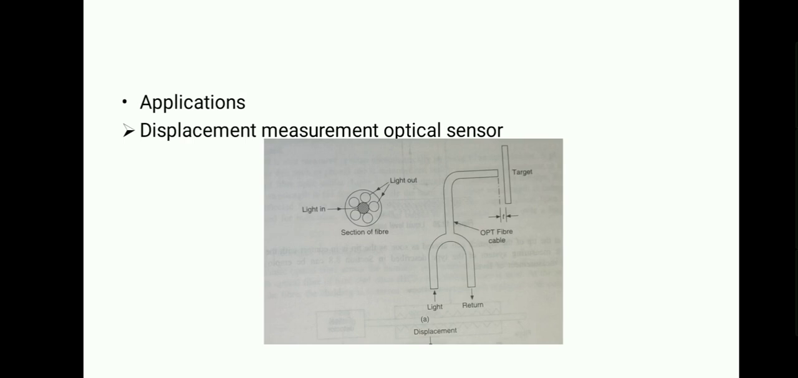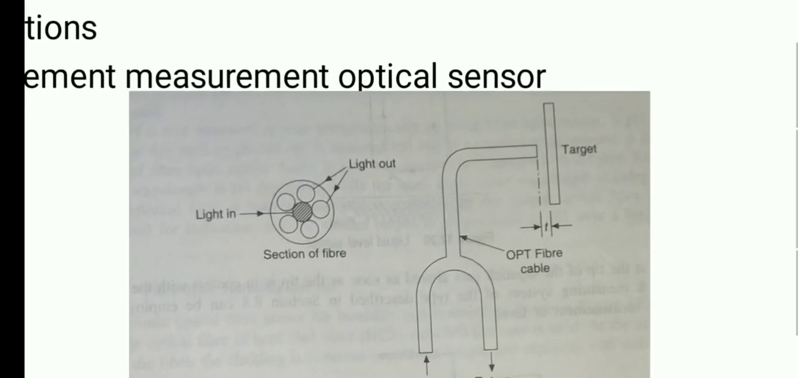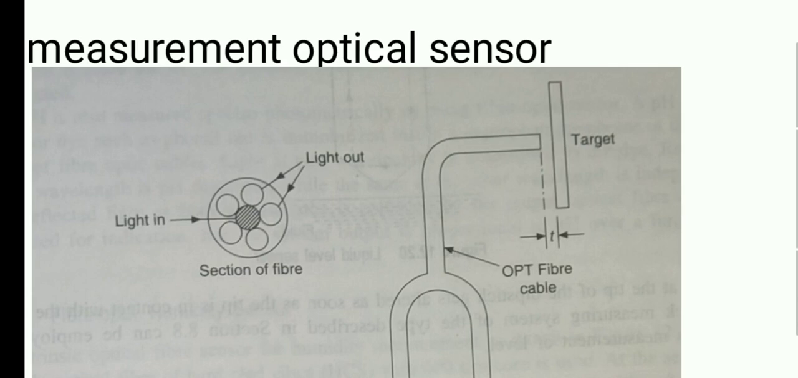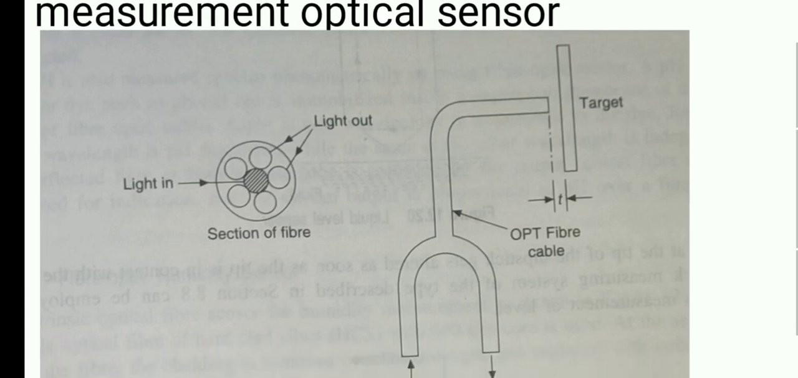Coming to applications, the first type of application we are studying here is measuring displacement, called the displacement measurement optical sensor. I'll just zoom in here. In the first diagram, we can see a fiber cable with fibers at the center for transmission of light to the target, and around that are the fibers for reception of the reflected light from the target.